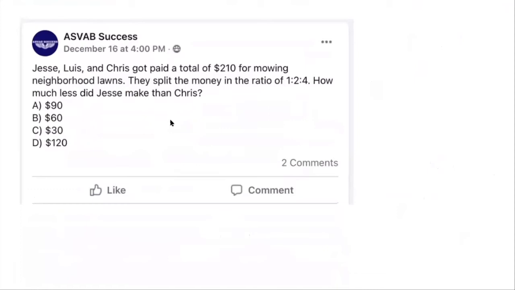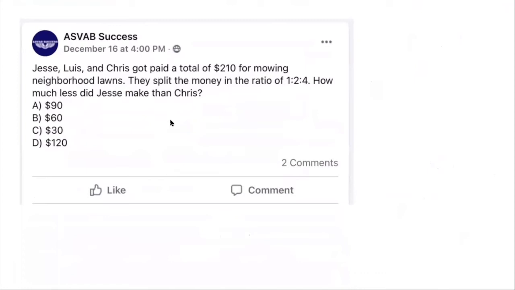Another ratio. I told you I wanted to give you ratio questions this week. Okay, so it says Jesse, Lewis, and Chris got paid a total of $210 for mowing neighborhood lawns. They split the money in the ratio of 1 to 2 to 4. How much less did Jesse make than Chris?